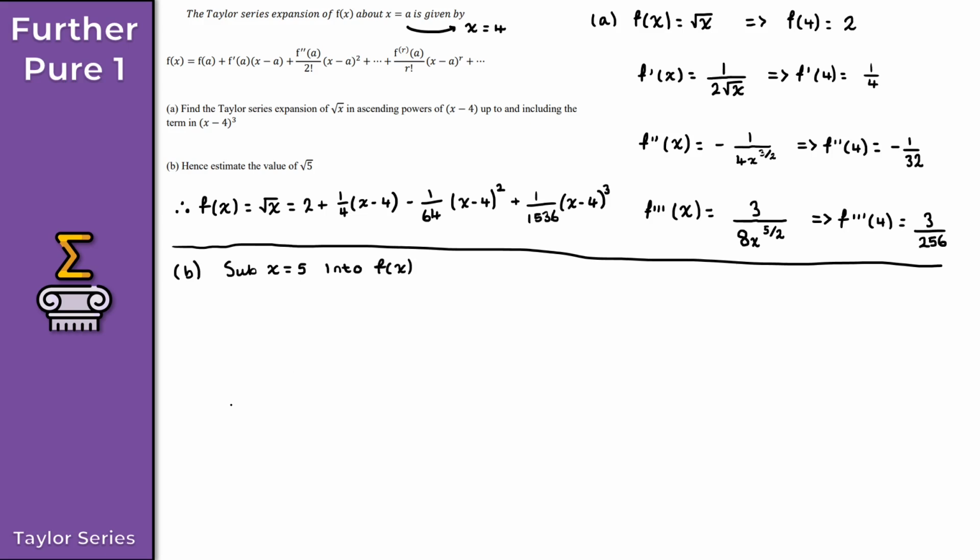So if we do that here, then what do we get? Well, as you can see here, the x minus 4s will all just simplify to give me 1, because 5 minus 4 is 1. 5 minus 4, again, is just 1. 5 minus 4, again, I just get 1, right? So what I'm going to get here for root 5 is approximately 2, can't do anything with that, plus 1 over 4 times by 1. I get 2 plus 1 over 4.